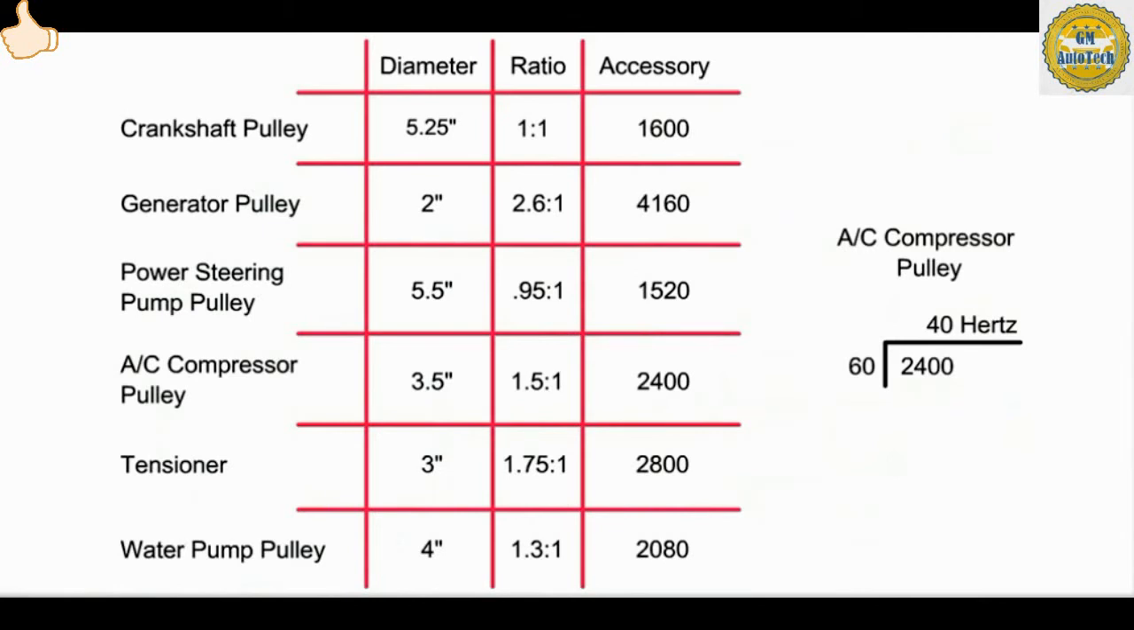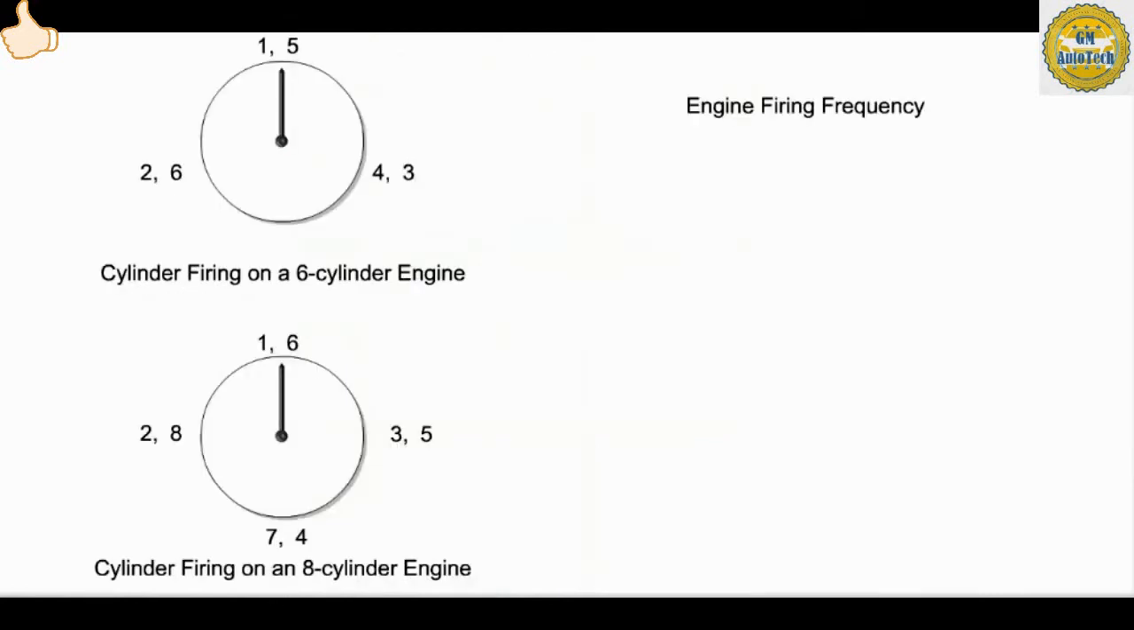If you're using a tool that doesn't do the calculations for you, you now know how to look at a vibration frequency in RPM or hertz and figure out which accessory pulley is the source of the concern. Engine firing frequency is the last engine-related vibration that we'll talk about. Engines have vibrations created by firing frequency.